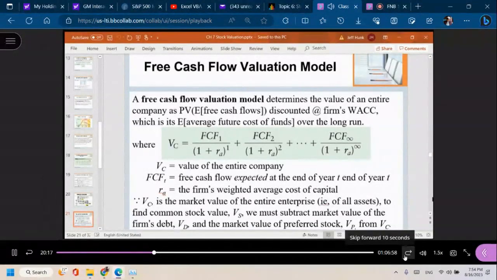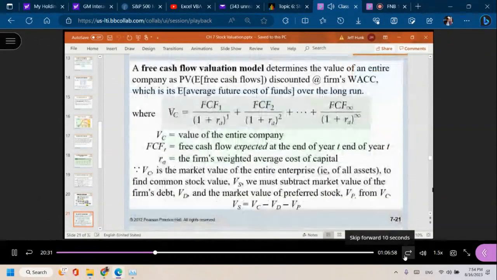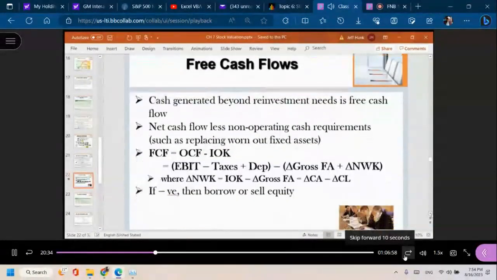And what is free cash flow then? Free cash flow sounds like a very liberally defined thing because the name is free. But it is not really liberally defined; it's very rigorously defined. So let's understand what free cash flow is first. Free cash flow is defined verbally in so many ways. They say cash generated beyond reinvestment needs, net cash flow less non-operating cash requirements. It's all very foggy, nebulous, right?